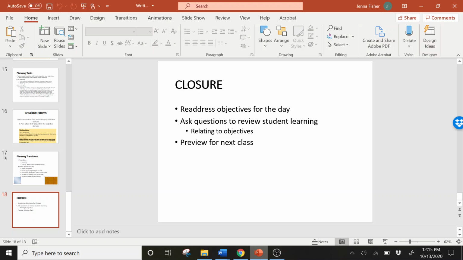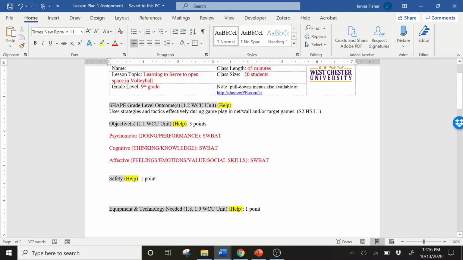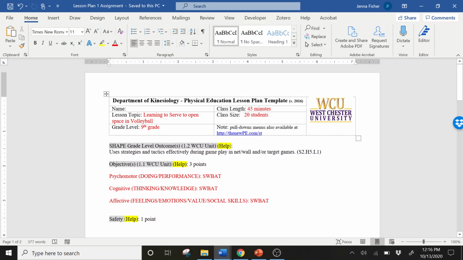So those are all the elements of the lesson plan that you need to have. Those are the major ticket items. But again, when you go to your lesson plan template, there's more in here. Okay, so for your homework assignment, this is your first one. Again, it's graded.